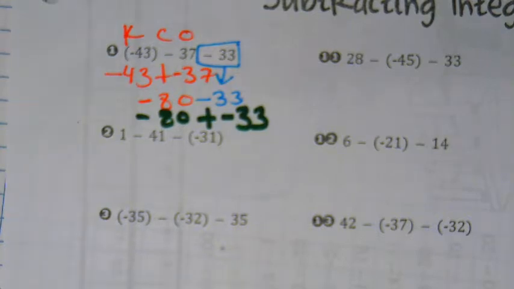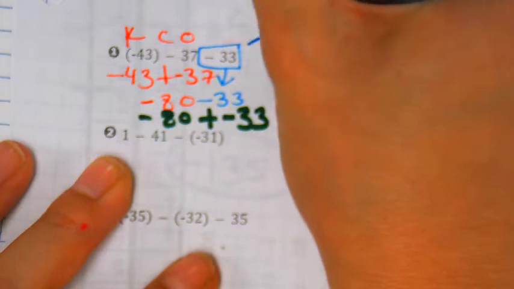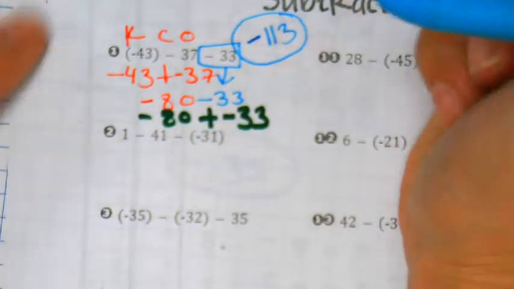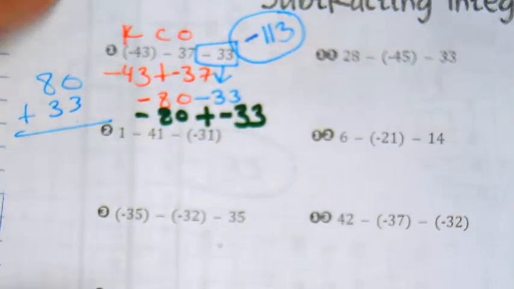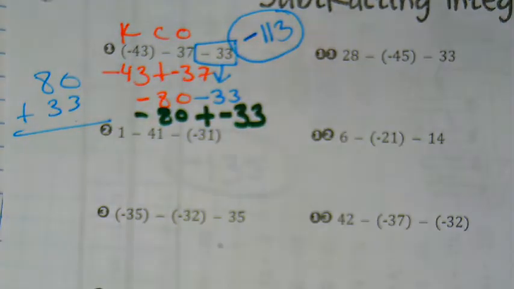Negative 113. Yes, negative 113. Now, if you need to go on the side and add them, you can. That's okay.